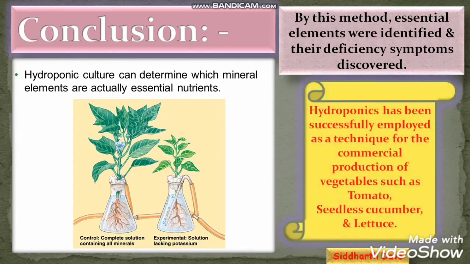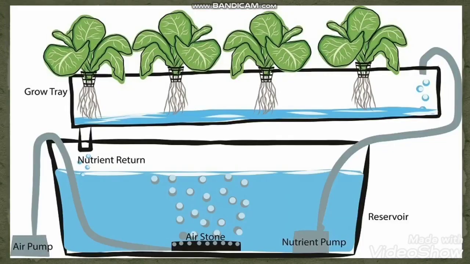Okay, this hydroponics has been successfully employed as a technique for commercial production of vegetables such as tomato, seedless cucumber and lettuce plant. Okay, this technique is showing NFT technique, which is a nutrient film technique. Okay, this is a hydroponic technique where a very shallow stream of water containing all the dissolved nutrients required for the growth of the plant is circulated past the bare roots of the plants in a watertight channel.